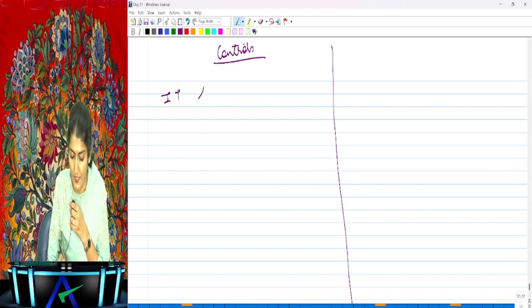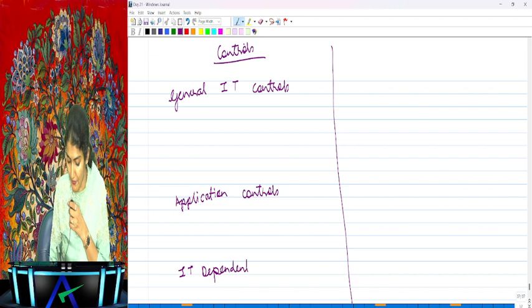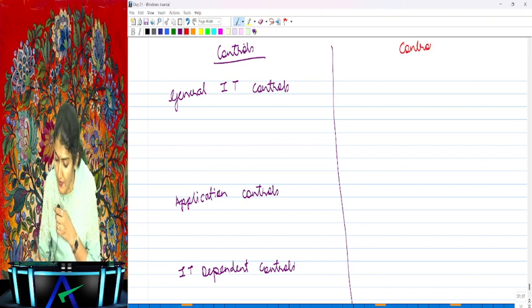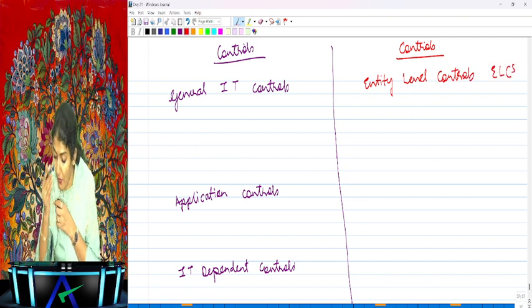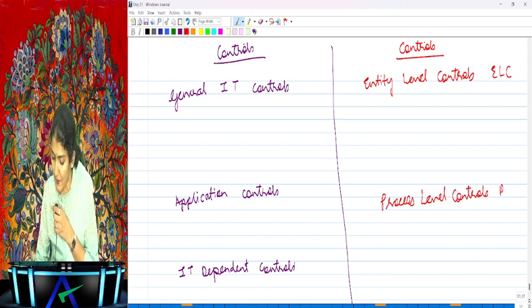One discussion is going to be regarding the general IT controls. Then there will be a discussion regarding the application controls, and then one discussion regarding the IT dependent controls. So this is one classification of the controls. Another classification is that the controls could be the ELCs, that is the entity level controls, or they could be the process level controls, that is the PLCs.